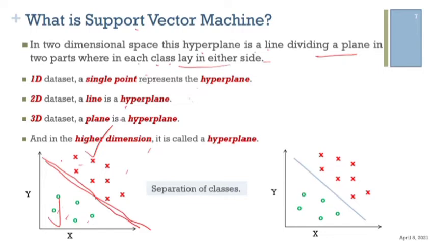Now, so we say a 1D data set is a single point that represents the hyperplane. A 2D data set is a line, which is the hyperplane, and for a 3D data set, it is a plane as the hyperplane. That is what we always want. So when you have these classes, we draw a line like this. So it's separated. This is one class, this is another class.